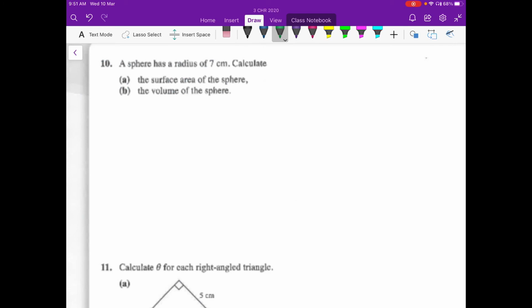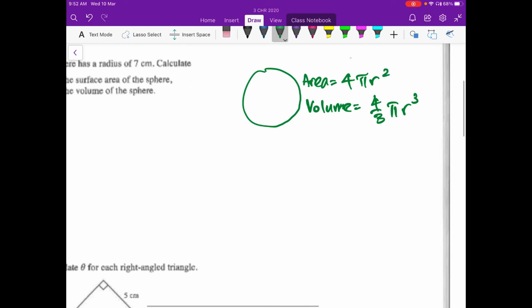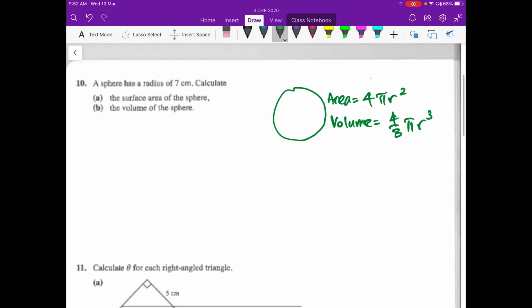A sphere, radius of 7. So for a sphere, I cannot draw a sphere because it's 3D. So the surface area formula is 4 pi r square. You don't have to memorize that. It is given to you. Volume is 4 over 3 pi r cube. So just do the substitution, that's all.